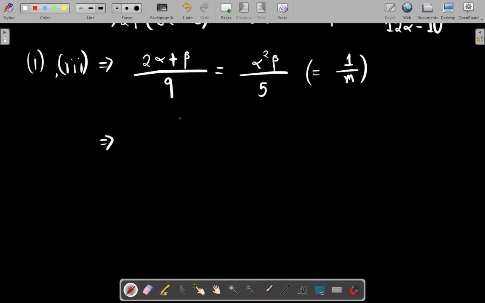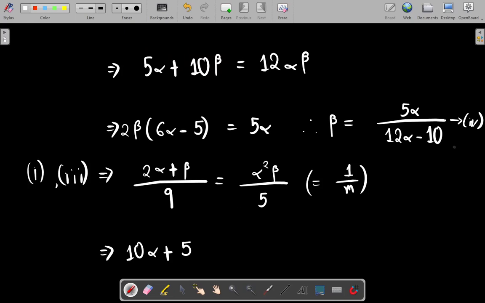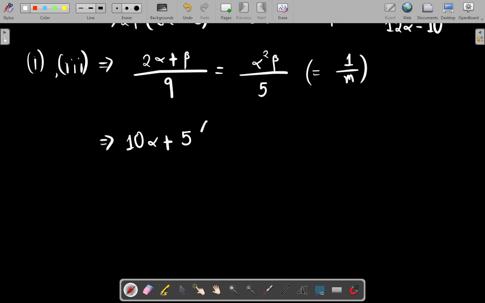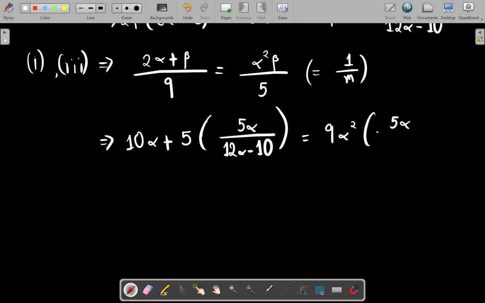So again, if I cross multiply both sides, this becomes 10 alpha plus 5, this becomes 5 beta, right? So instead of beta, I am using this expression of alpha. 12 alpha minus 10 is equal to 9 alpha square times 5 alpha upon 12 alpha minus 10. Okay, I have used this value of beta in this equation after cross multiplication.